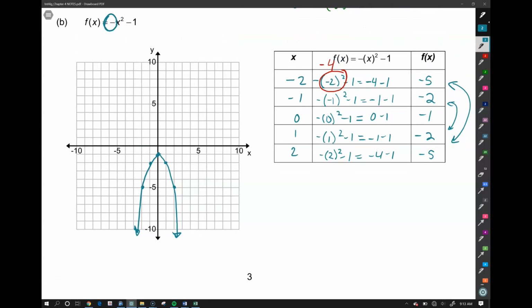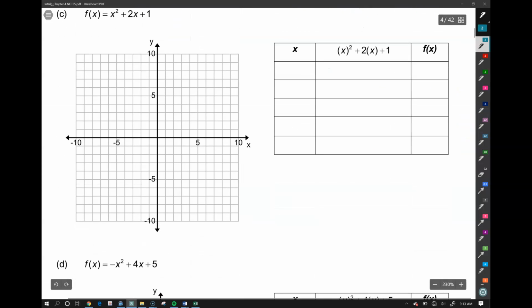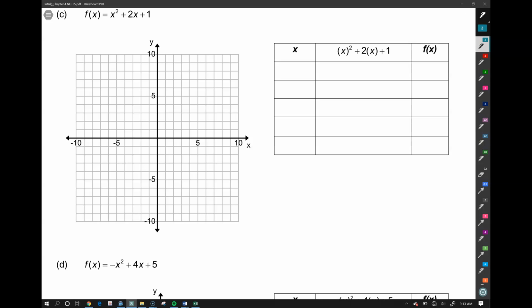All right, so we've tried these problems. Let's try the next two. Just looking at C, is this going to be facing up or down? And how do we know? Up. How do you know? Because it's positive in front of x squared. Beautiful. This is great. You guys are doing great.